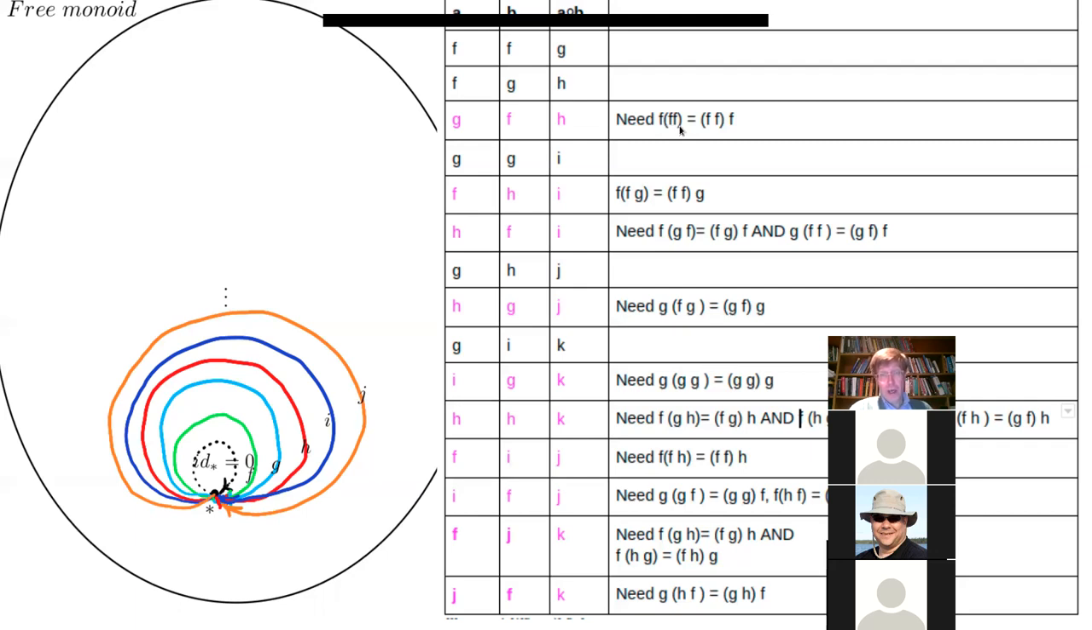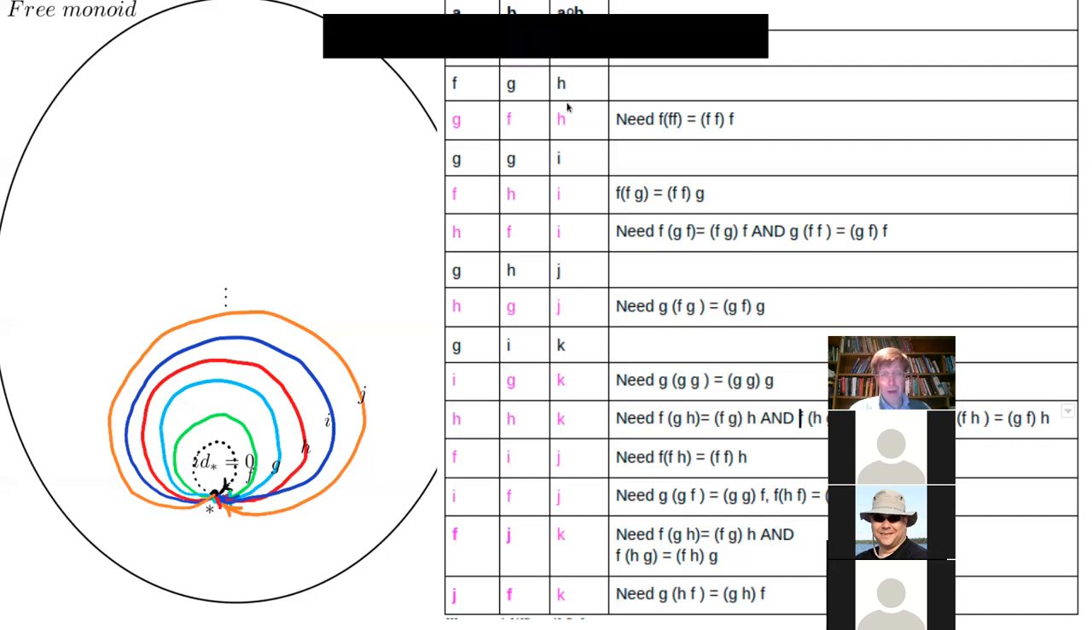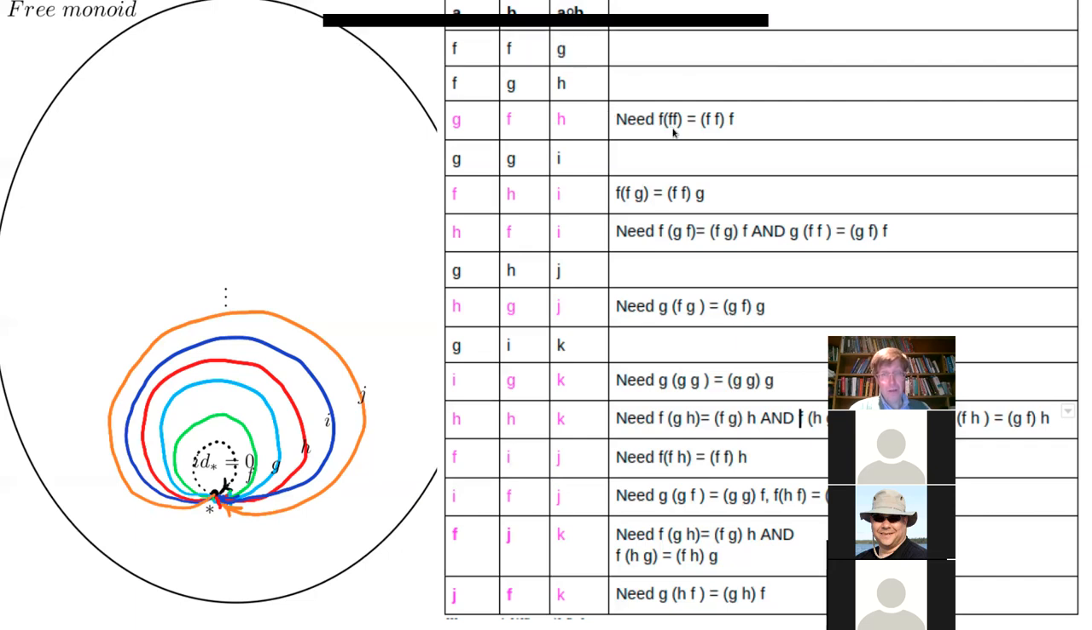So FG, by the rules of associativity, if we have to be able to forget where the parens are, we can erase the parens without worry that it's ambiguous. We need F combined with FF to be the same as FF combined with F. And FF is none other than G. We combined F and F to be G.